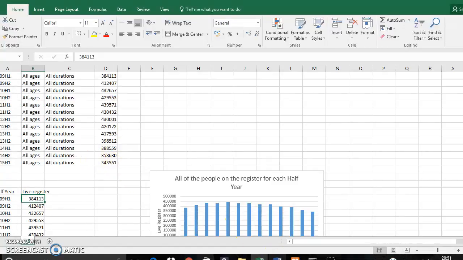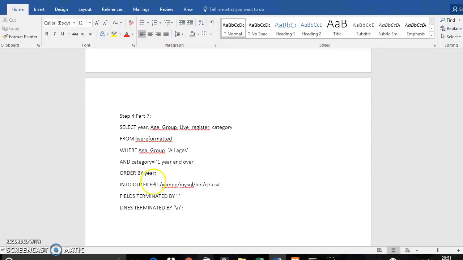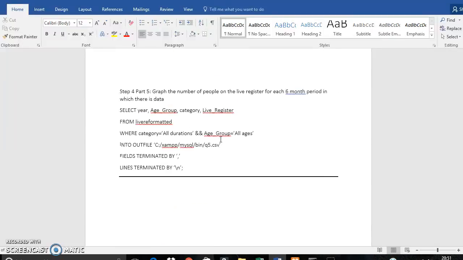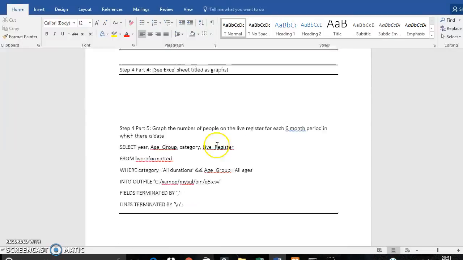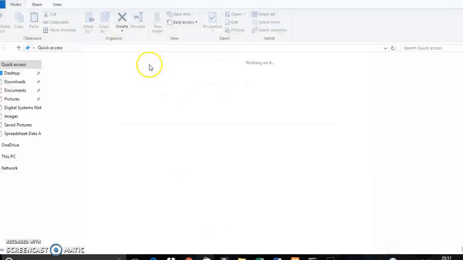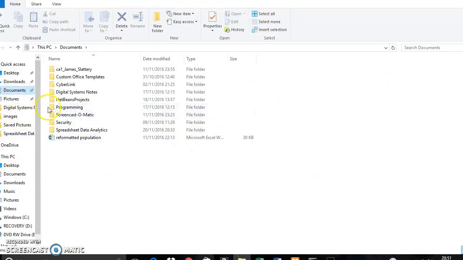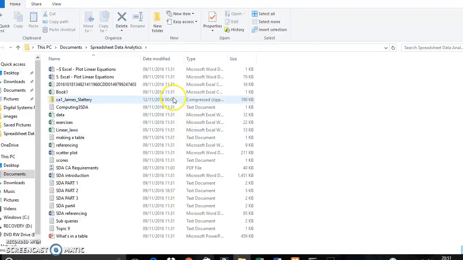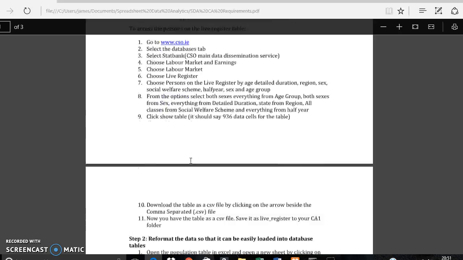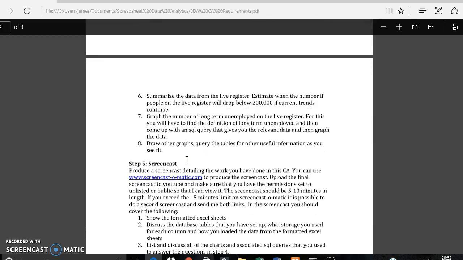So yes. Then there's the query that I've used for question 7. And I don't know why I haven't got what question 7 was typed out there again. Yep, step 4, question 7, yes.